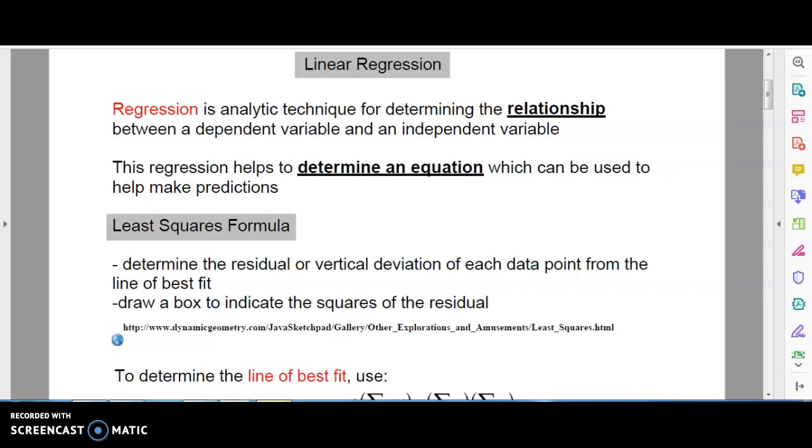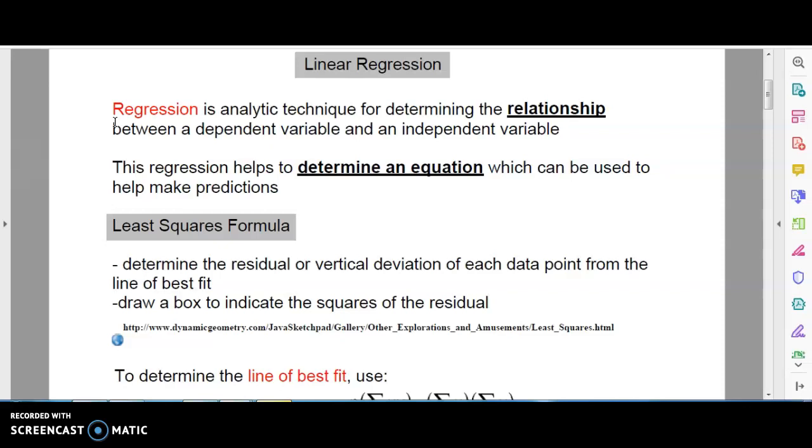Okay, moving on to the second lesson for our last unit here, linear regression. Okay, so regression is an analytic technique for determining the relationship between a dependent variable and an independent variable. Regression helps to determine an equation which can be used to help make predictions. Okay, so this is all about determining relationship between two variables.